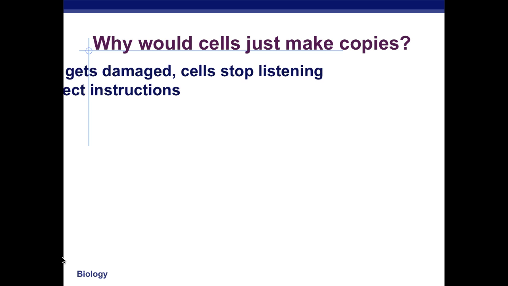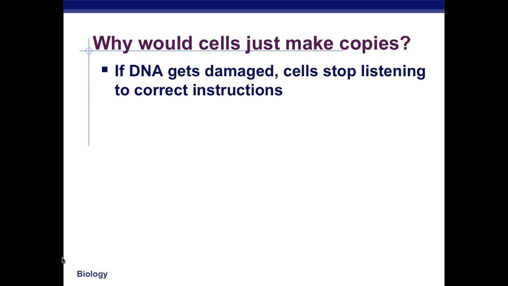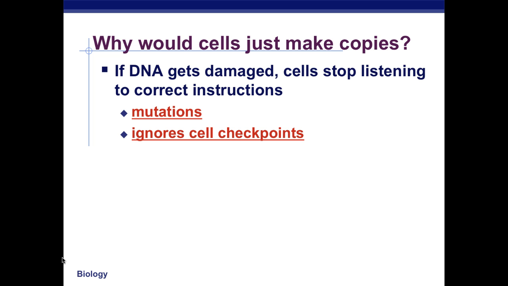So why would cells just make copies? So if DNA gets damaged, cells stop listening to the correct instructions. So typically we undergo apoptosis, which is the programmed cell death, but if cells stop listening to the programmed cell death, the cell can keep dividing and dividing with the damaged DNA. These errors are called mutations, and we've talked about mutations in the past. Specifically, the listening stops if there are mutations and the cell ignores the cell checkpoint, so it's ignoring the stop and goes.